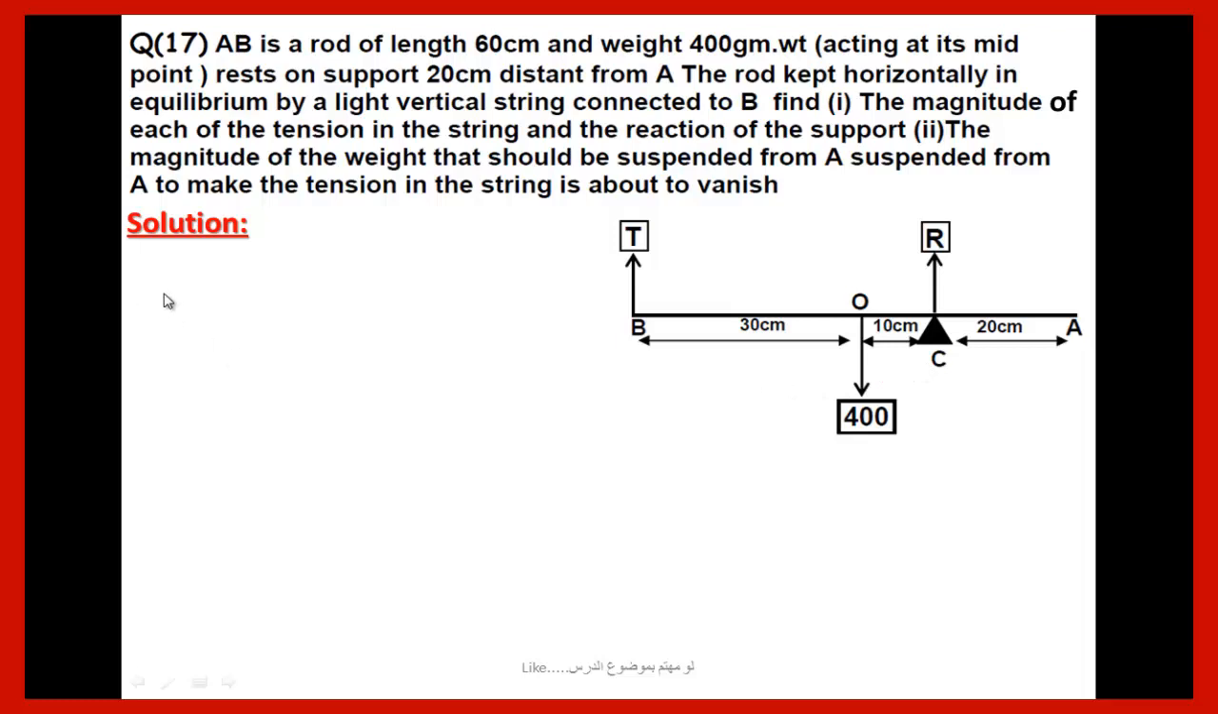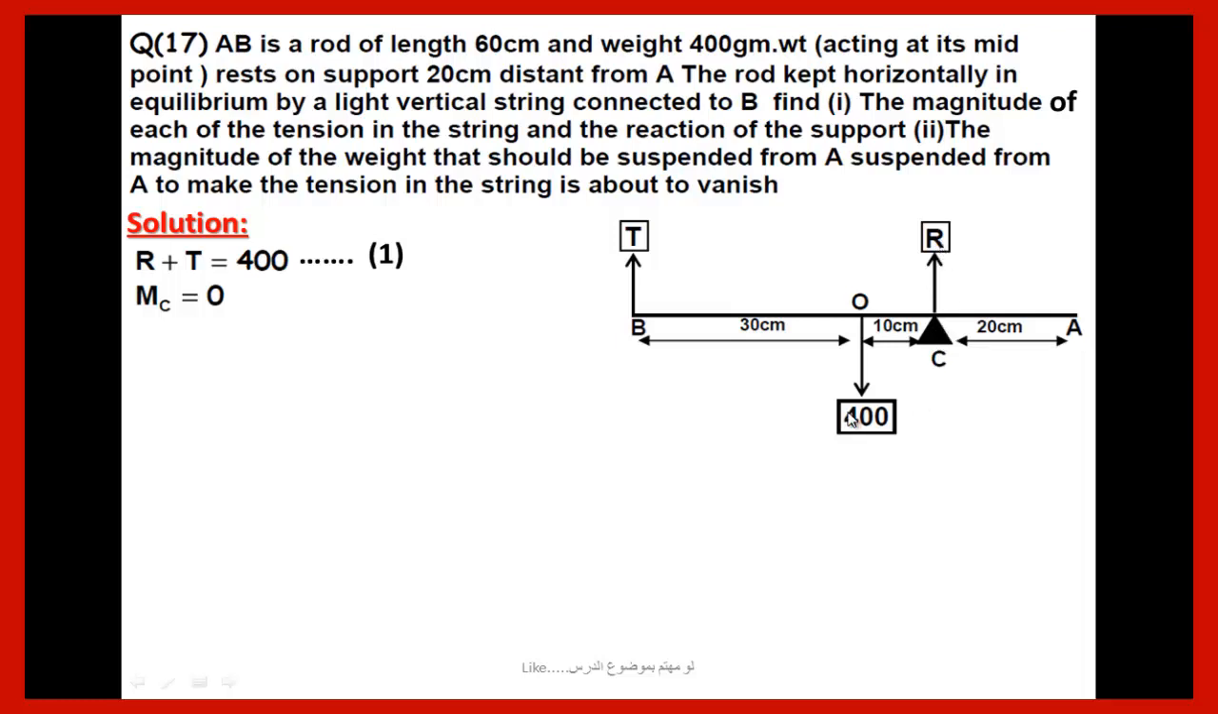Okay, let us write it. R plus T equals 400 and MC equals 0 because the rod is in equilibrium. Here is the point C. Of course, the moment of the reaction equals 0 about C because the line of action of R passes through the point C. So the moment of R about C equals 0.